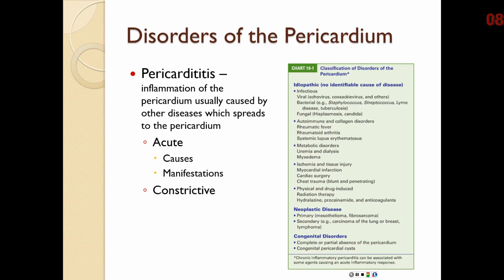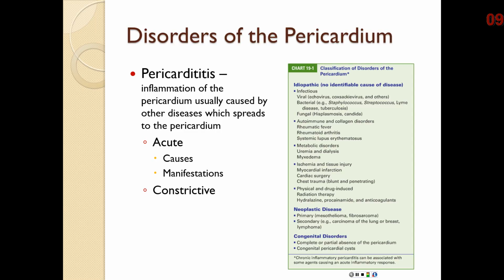Let me talk about constrictive, and then we're going to talk about some specific kinds of pericarditis. So constrictive pericarditis is different. In older versions of the textbook, if any of you are using an older edition, something before the 4th edition, there was also a chronic pericarditis listed, and then constrictive.